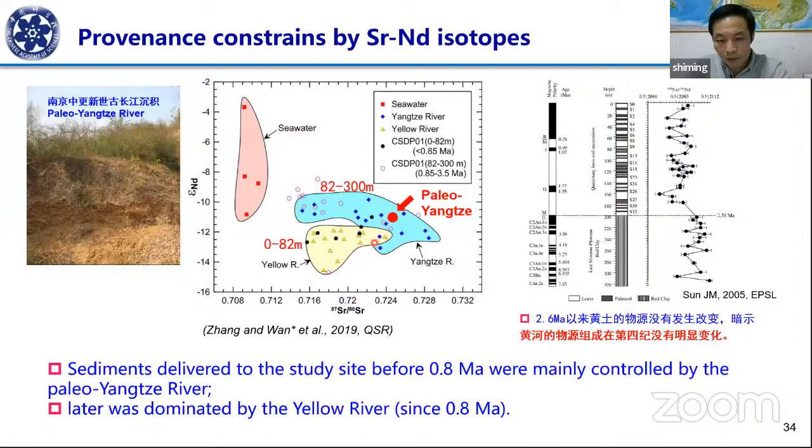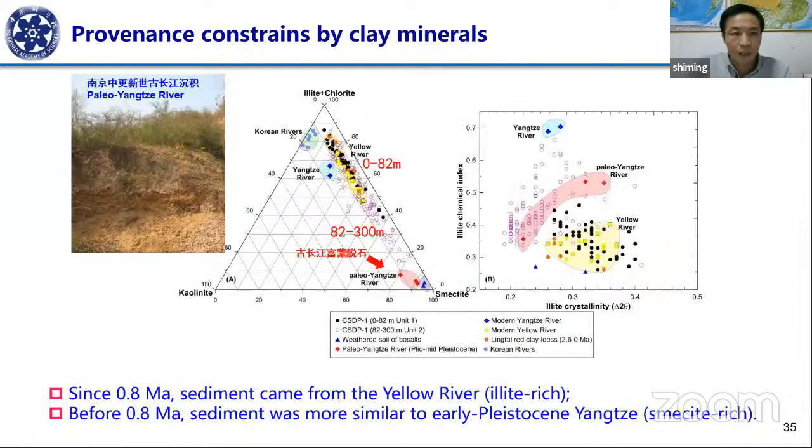So this is very interesting, it's very different. And the clay mineral also shows a similar result. Since around 0.8 million years, the sediment came from the Yellow River. It overlapped with the Yellow River.